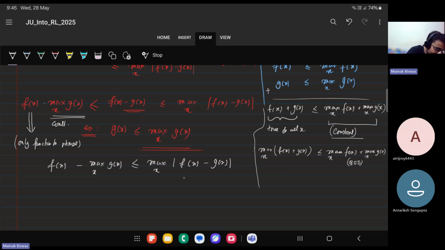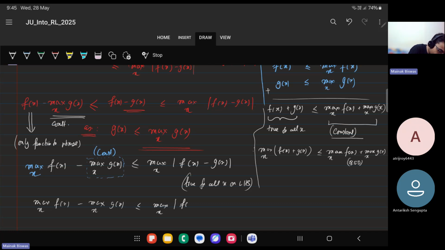So now it's true for all x. True for all x on left hand side. Yes or no? Right? Yes. So it will be true for max over x. Remember, this is a constant. So now I get this equation, max over x of f(x) minus max over x of g(x) less than max over x of f(x) minus g(x). But I'm not done.